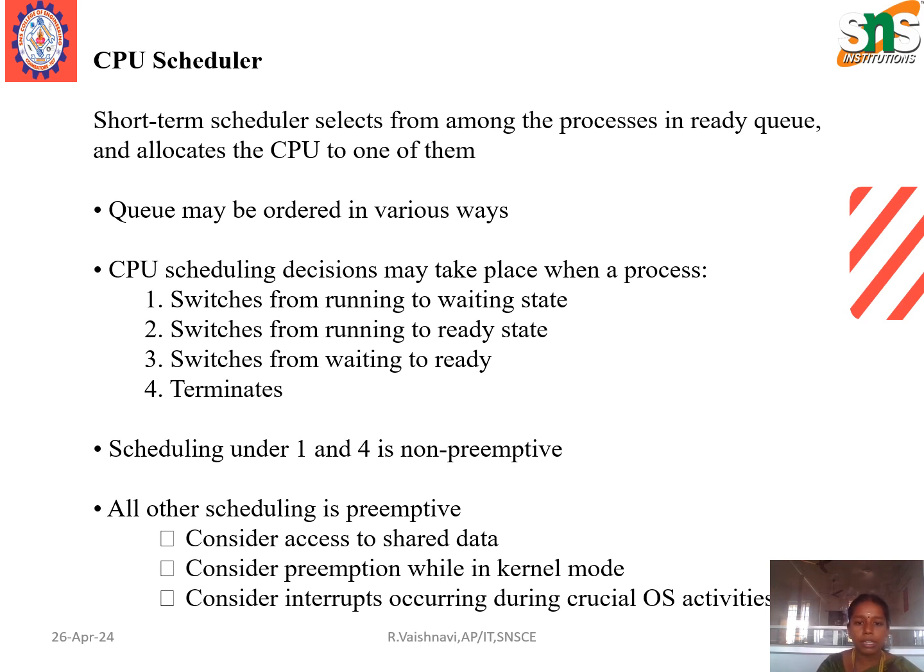CPU scheduling decisions may take place when a process switches from running to waiting state, switches from running to ready state, switches from waiting to ready state, and the last one is when it terminates. Scheduling under 1 and 4 is non-preemptive. All other scheduling is preemptive. Consider access to shared data, consider preemption while in kernel mode, consider interrupts occurring during crucial OS activities.